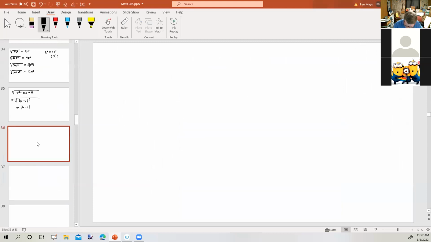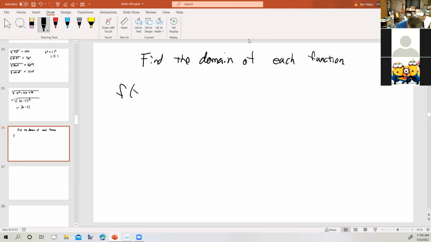All right, now. The directions say find the domain of each function. Okay. So let me ask you this. Since we're taking an even root, can we take an even root of a positive number?